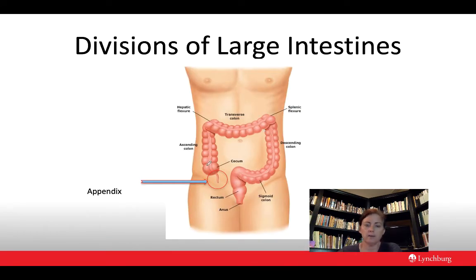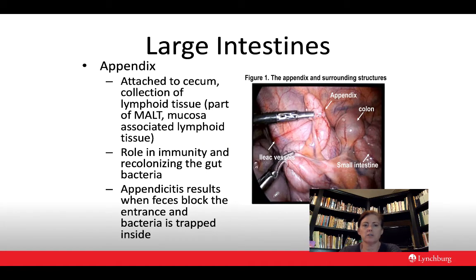So here again, here's our large intestines. I did want to point out the appendix, a little appendix hanging down off of the cecum, which is the first section of the large intestines. And then we've got ascending colon, transverse colon, descending colon, sigmoid, rectum, and then anus. So those are the different divisions of the large intestines.